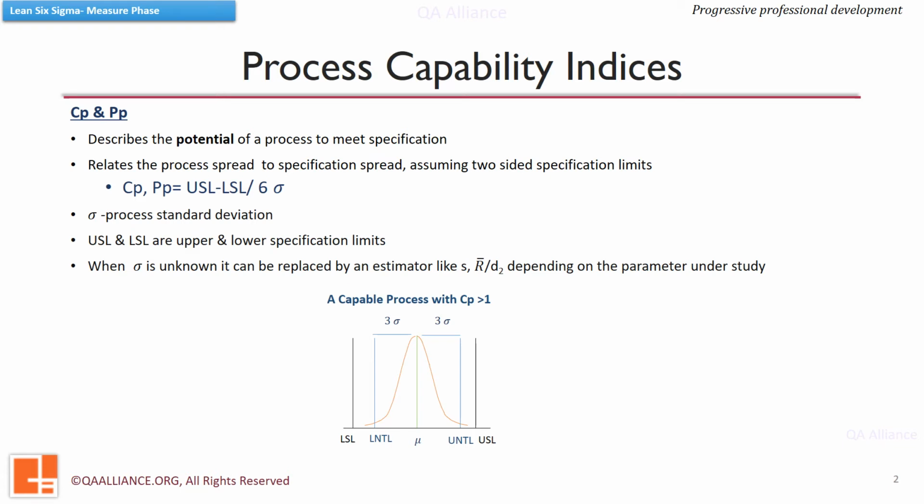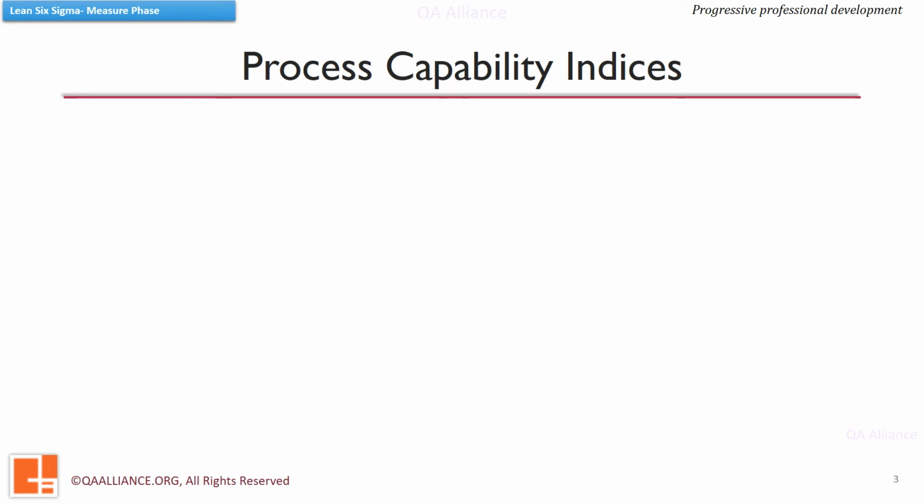Here, let us also understand that CP and PP are not different. Only difference is that CP takes into account the short-term data while PP considers long-term data. But CP doesn't take into account the location. It can be said a measure of process potential and not performance. To measure process performance capability, we use other indices like CPU, CPL, CPK and CPM.